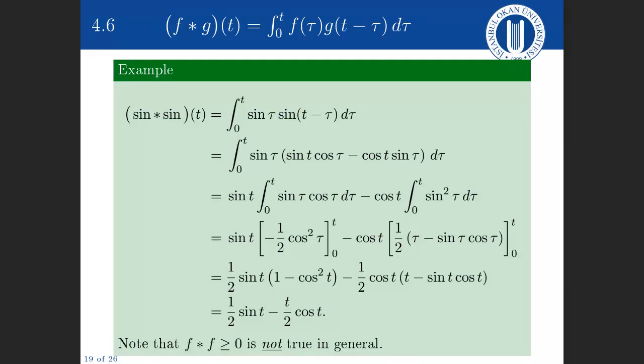Now, from this example, note that f convoluted with f is not always positive. I have a half sine t. Sine t is sometimes positive, sometimes negative. And I have minus t over 2 cos t. Cos t is sometimes positive, sometimes negative. Sine convoluted with sine is sometimes positive, sometimes negative. Don't fall into the trap that this is somehow sine t squared.